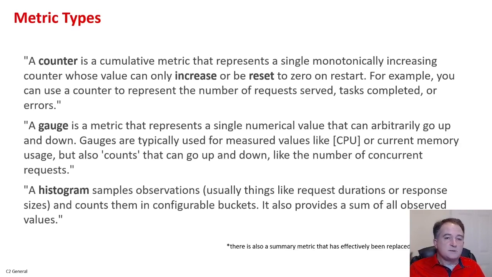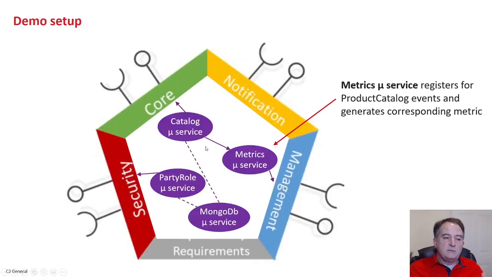So those are the types of metrics you can support, and you can include your own business metrics simply by adding a metrics endpoint into your component. So the example, the product catalog, the reference example component, which is in the Git repository.